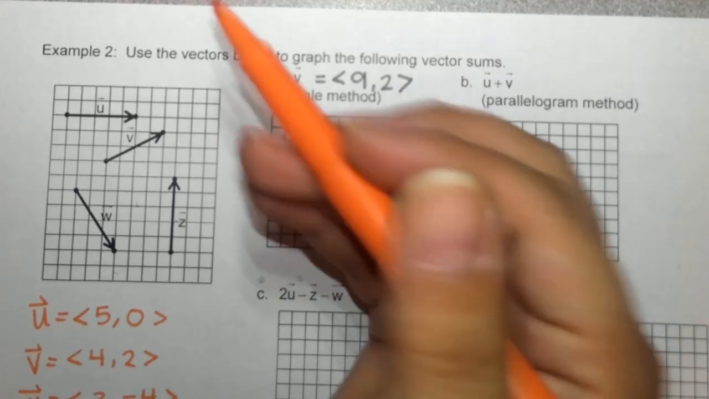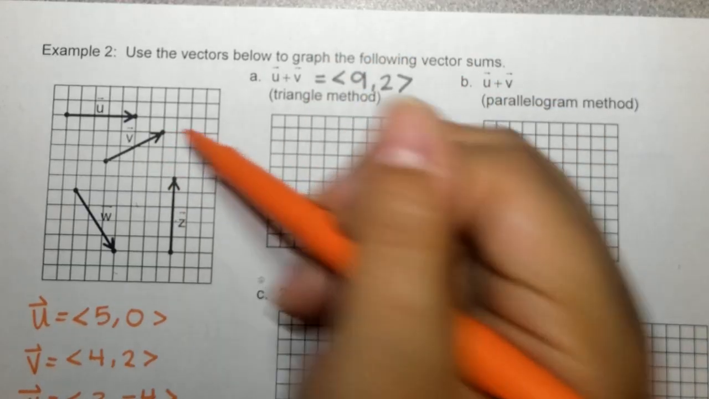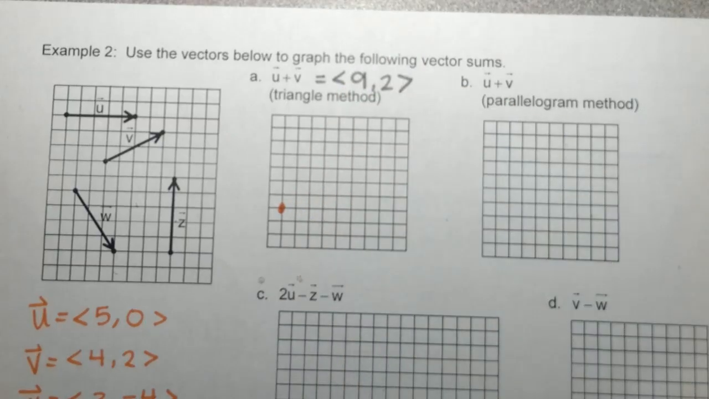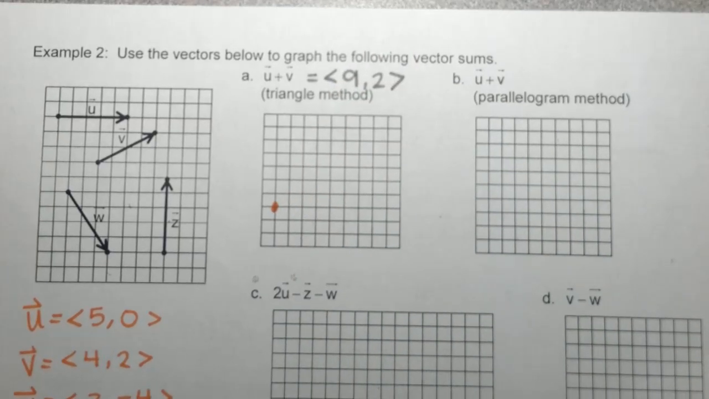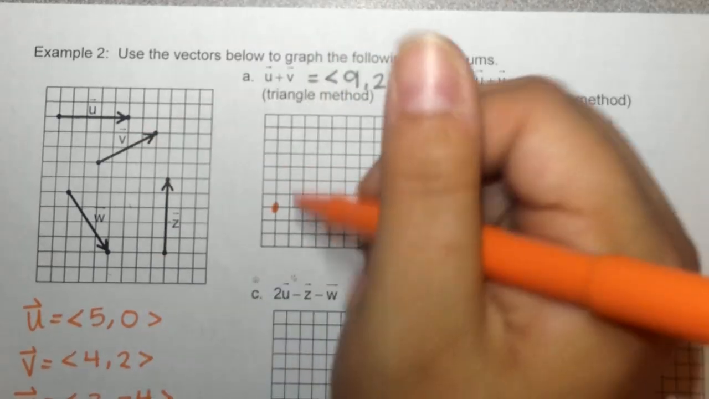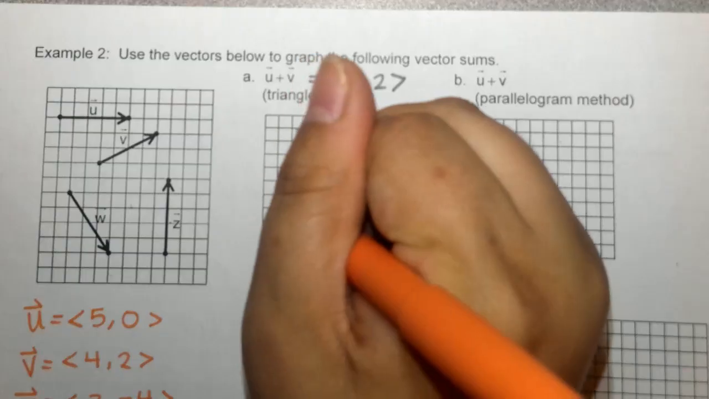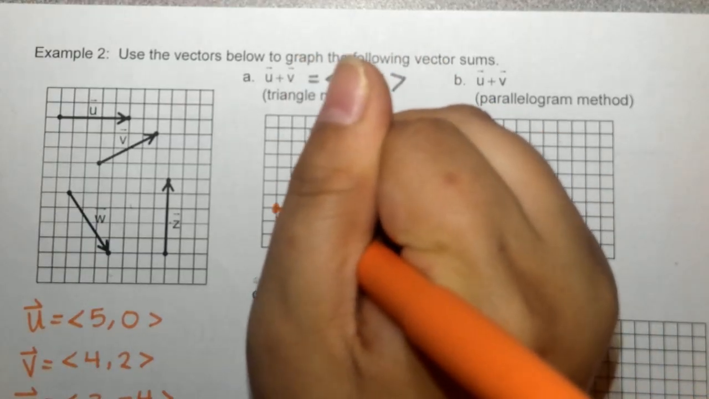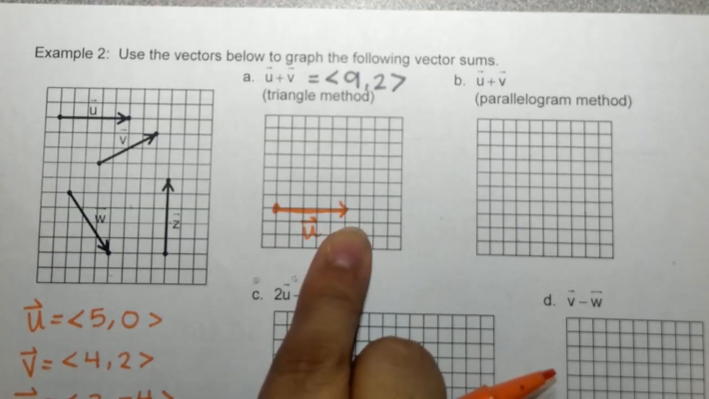Okay? So since I'm going right twice, I'm going to start pretty far left. And since I'm going up, I'm going to start kind of left and down. Is that okay? And then the way that you do triangle method is I'm going to graph 1, 2, 3, 4, 5, 0. And I'm going to label that vector U. I have my initial point. I have my terminal point.